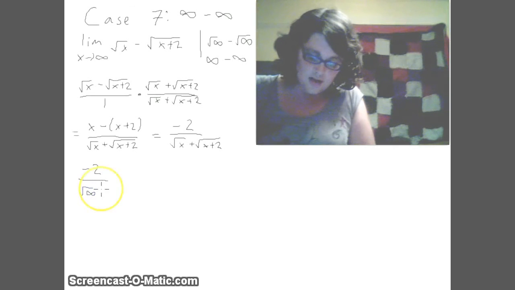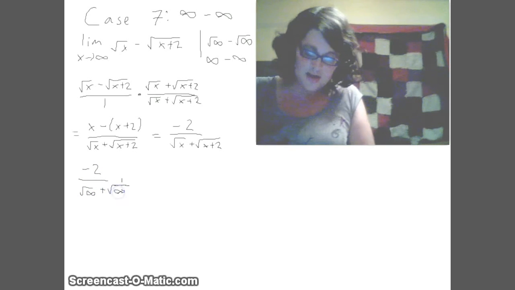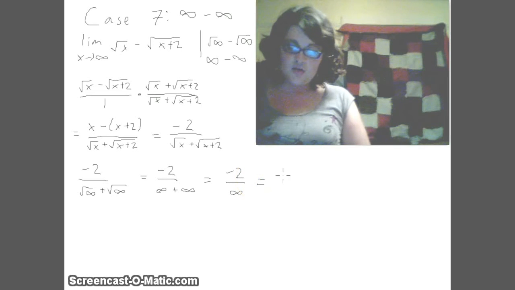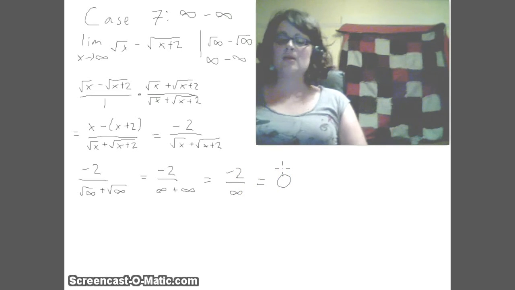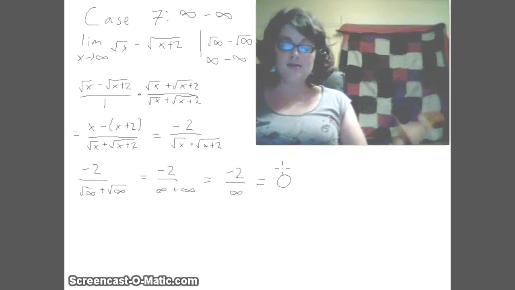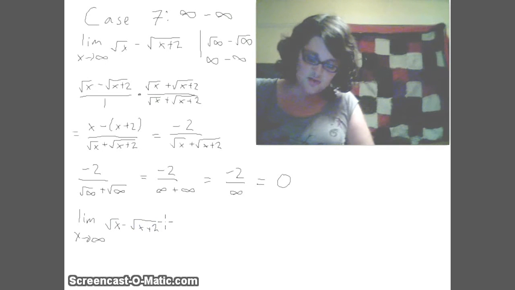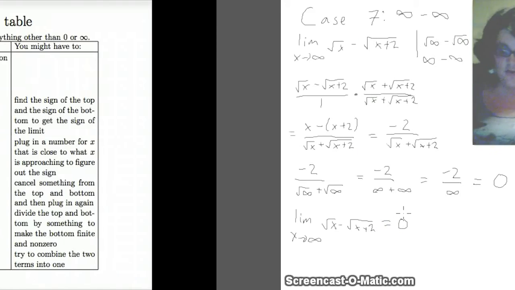over square root of infinity plus square root of infinity, because infinity plus 2 is still infinity. Square root of infinity is infinity. Infinity plus infinity is still infinity. And negative 2 over infinity is 0. So we have in fact gotten 0 to be the limit. So the limit as x goes to infinity of square root of x minus square root of x plus 2 is in fact 0.